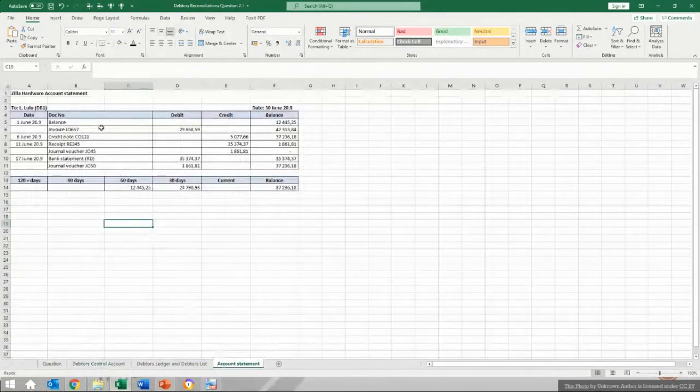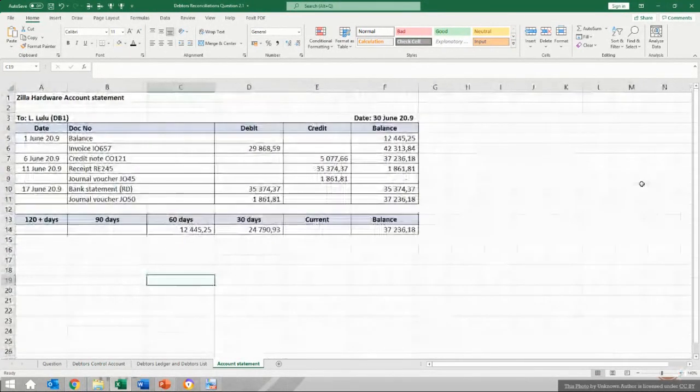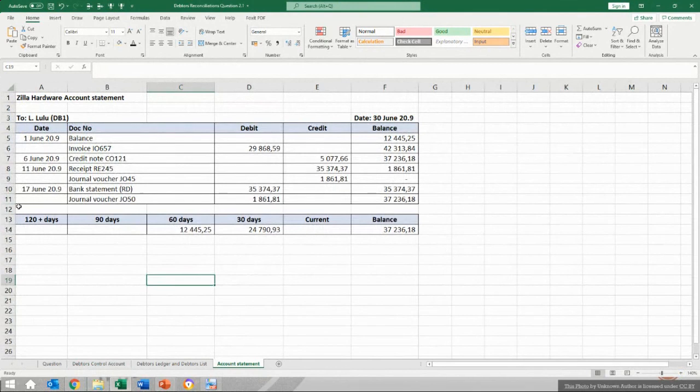And then an account statement: the only thing different from your debtors account is you take the debtors account and then just at the bottom add how long those invoices or transactions have been outstanding. Is it 30 days, 60 days, 90 days, 120 days? And the balance should agree exactly with what's on there. Okay, so that is what was required of you in this question. Do you guys have any questions?